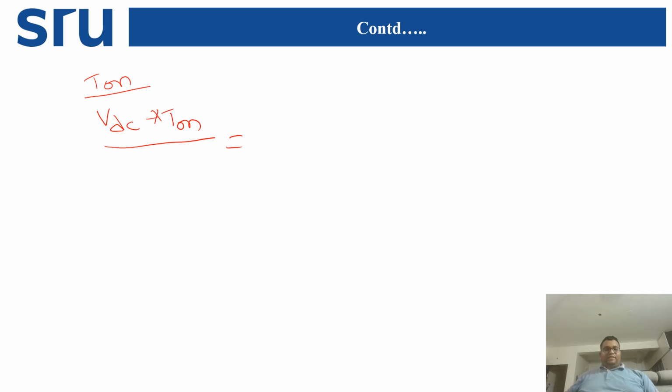VDC into T on is divided by L. Next, V naught into T off is divided by L. That thing we have to indicate here. That is equal to delta IL. Here, L is going to cancel out. Then that is the case.